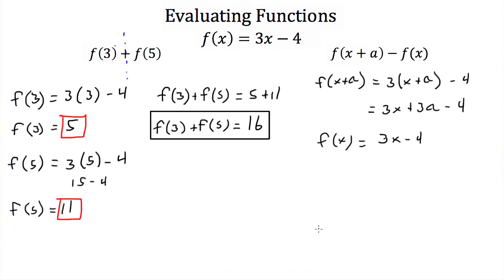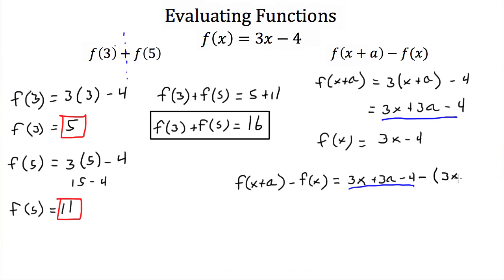That's just my function. Now if I'm going to subtract these two values, that would mean f of x plus a minus f of x would be equal to 3x plus 3a minus 4, and then minus 3x minus 4. Now I put this 3x minus 4 in parentheses because I'm subtracting the entire value of f of x, which means I have to remember to subtract the 3x and subtract the negative 4.